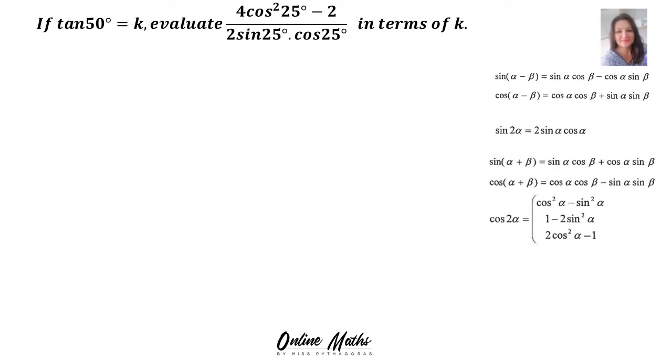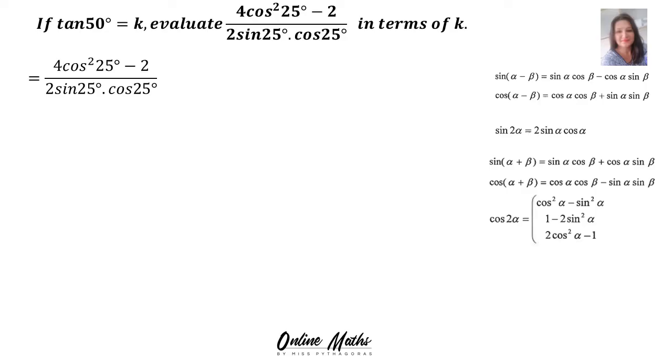Another example. If tan 50 degrees is equal to k, evaluate (4 cos squared 25 degrees minus 2) over (2 sin 25 degrees times cos 25 degrees) in terms of k. Now remember, when it says in terms of k, it means there can be a k inside your answer. Now let's start with that huge thing.